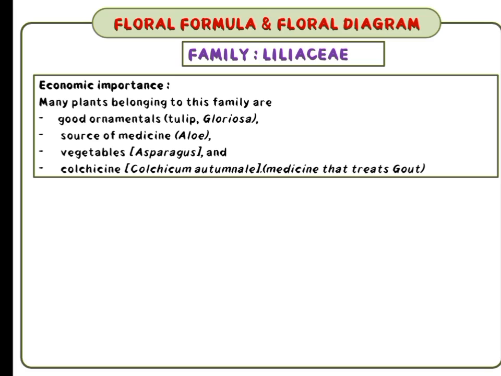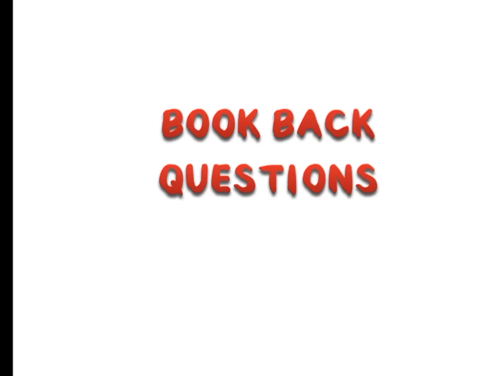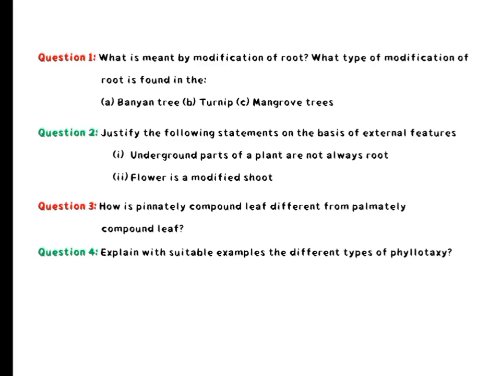Okay, so that's all about families. Then only a few questions are available in your book back. All questions are easy only. That's why I am just going to say the questions along with this video. First question is, what is meant by modification of root? What type of modification of root is found in banyan tree, turnip and mangroves? So first you have to say what is root modification, then what type of modification you can see in banyan tree, turnip and mangroves.